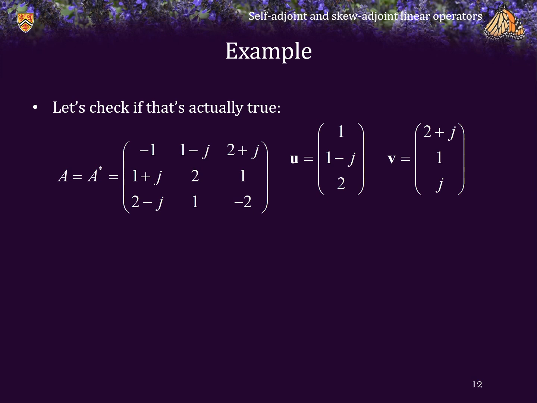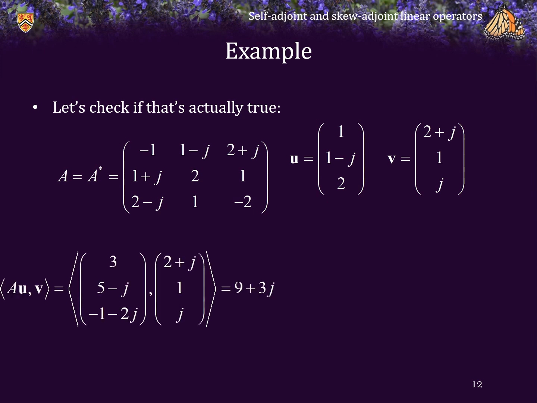But for each entry off the diagonal, that entry is equal to the conjugate of the entry that is reflected through the diagonal. So for example, the entry 1, 2 is 1 minus j, and that is equal to the conjugate of the entry 2, 1, which is 1 plus j. Now, here we have two vectors u and v. If we multiply u by A, we get the vector 3, 5 minus j, -1 minus 2j. And if we take the inner product of that and v, we get a result of 9 plus 3j.